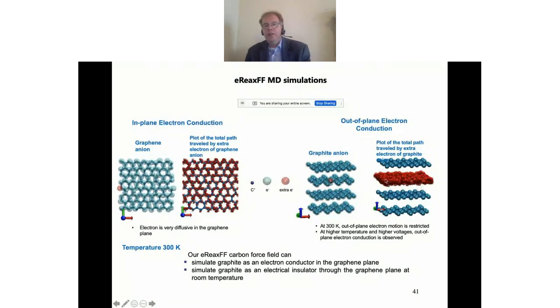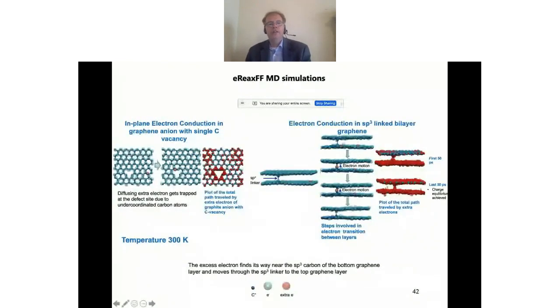If you look at graphite, we see that the extra electron only localizes within one sheet, so its conduction in the plane is much higher than between the planes. We can do fancy things like adding defects, and we see that the extra electron really organizes itself around the defect. If it has an sp3 linker, we see that the sp3 linker works as a sort of electron conduit. So over time, the electron can delocalize over two of the graphene sheets by transferring through the sp3 linker.